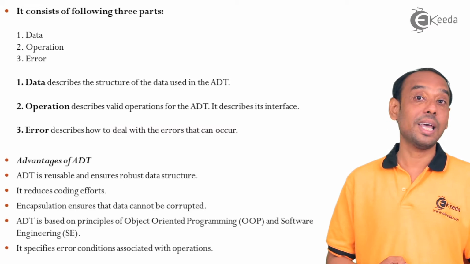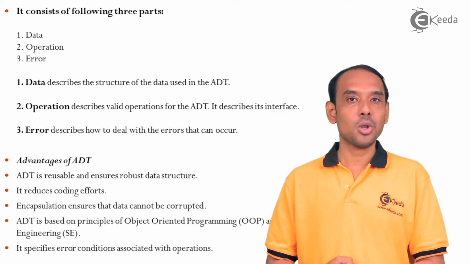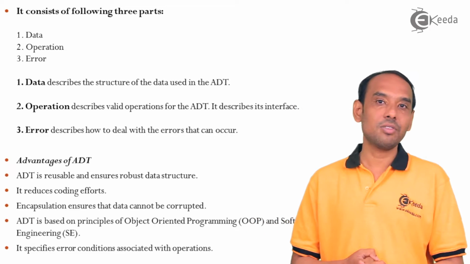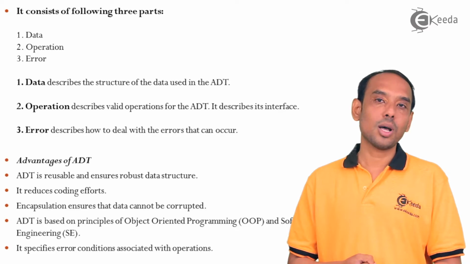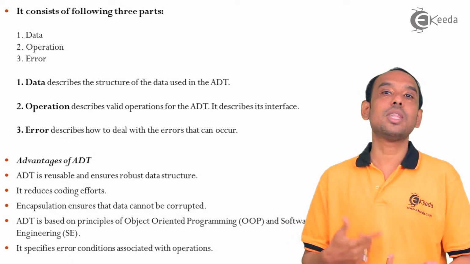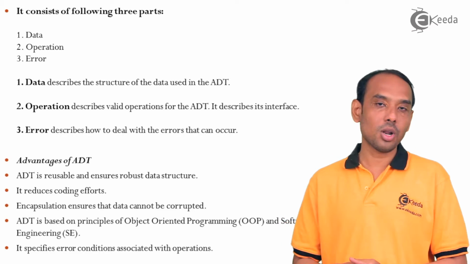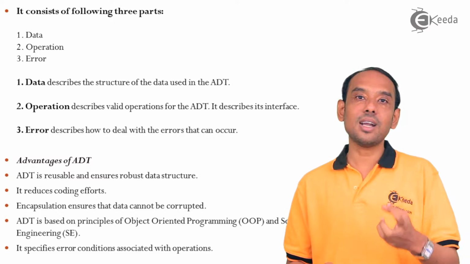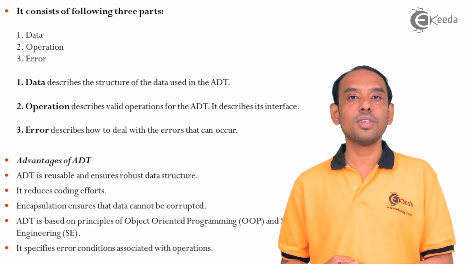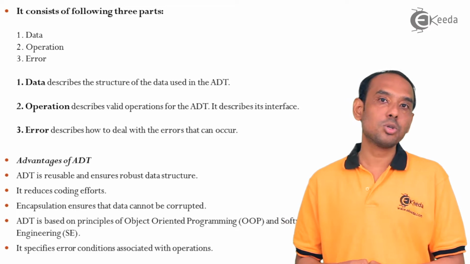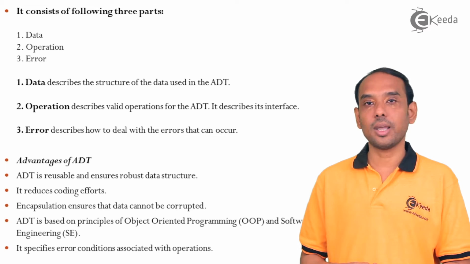And the last one, error. Errors are inevitable. They are going to be part of your program. No programmer can say that I have not made any error. Yeah, they are going to be part of your programs. So how are you going to deal with that? How are you going to solve that? The solution which you are going to provide to the programmer, to the user, is handled in the case of errors. So error defines how you are going to deal with the errors which come up during the implementation of interfaces through the abstract data type.